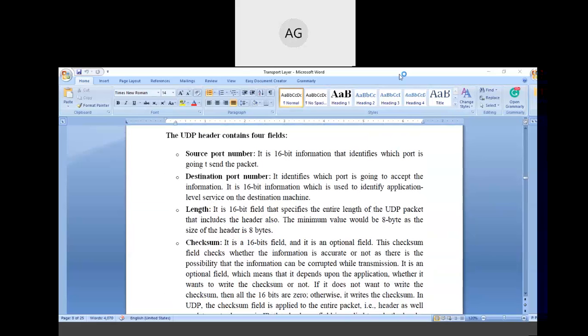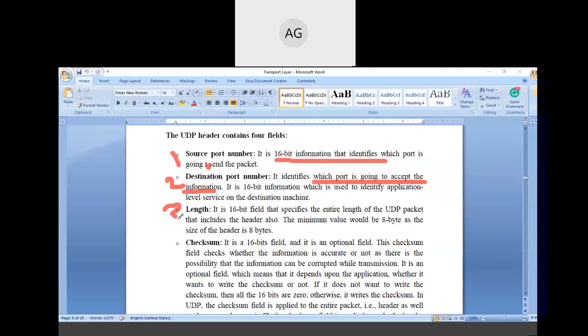The UDP header contains these four fields. The source port number is 16-bit information that identifies which port is going to send the packet. It identifies the sender port number. Then the second part is the destination port number. It identifies which port is going to accept the information. It is 16-bit information which is used to identify the application level service on the destination machine.